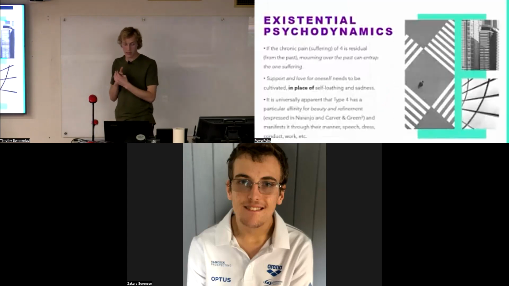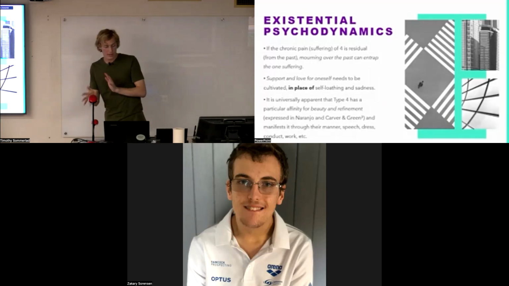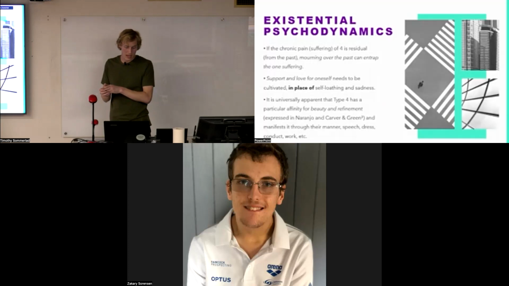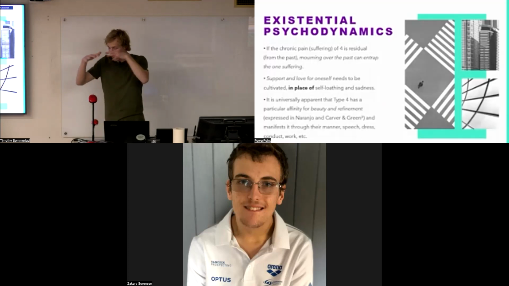So if the chronic pain, the suffering of 4 is residual, it's from the past, this is where we start to talk about ways that we can outline what's going on and start to overcome and move beyond that. If that's being held onto, the mourning over the past, over the suffering, over the gap, the void, the hurt, the cloud of sorrow, the dwelling upon that can trap the one suffering in the suffering.